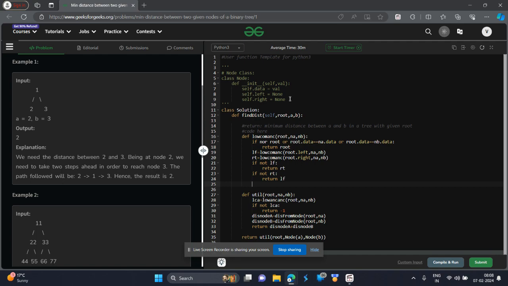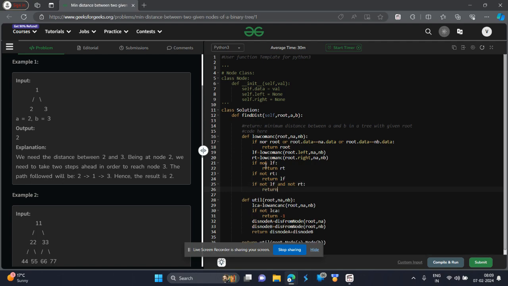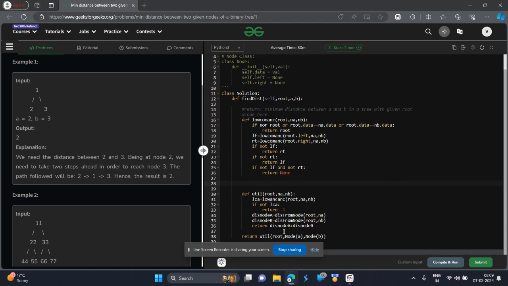What if both of them are not present? What if there's no left subtree and no right subtree? In that case just return none, because we do not have anything. Now again, to reiterate, I created a utility function which calculates the lowest common ancestor.